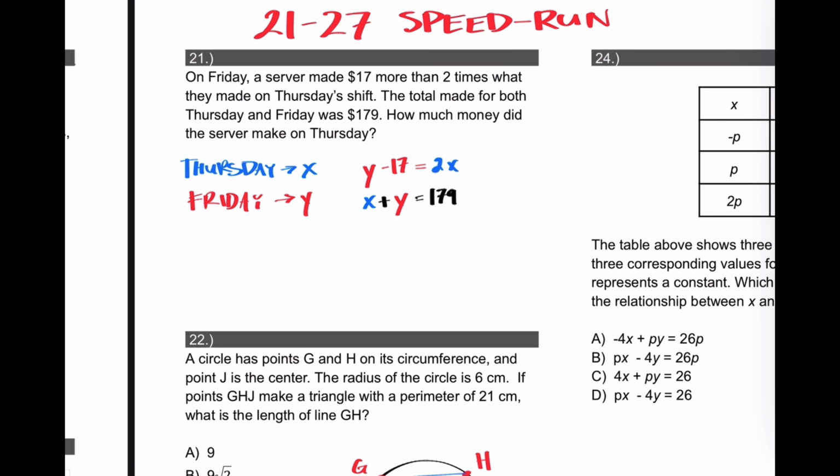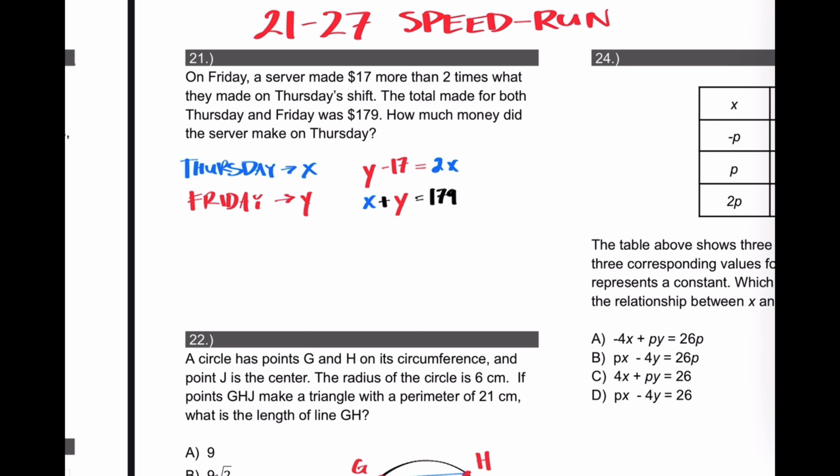21 says on Friday, a server made $17 more than 2 times what they made on Thursday's shift. The total made for both Thursday and Friday was $179. How much money did the server make on Thursday? These questions where it says "17 more than 2 times" can be confusing to write down. So you have to stop and think about it.